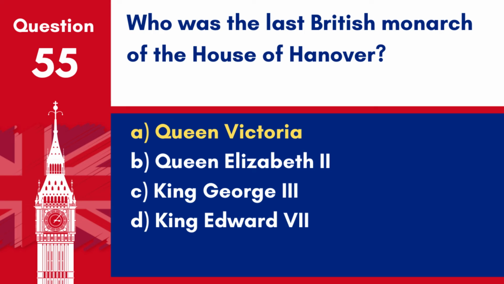Answer A. Queen Victoria. Queen Victoria was the last monarch of the House of Hanover, and her reign marked the transition to the House of Saxe-Coburg and Gotha, later renamed the House of Windsor.